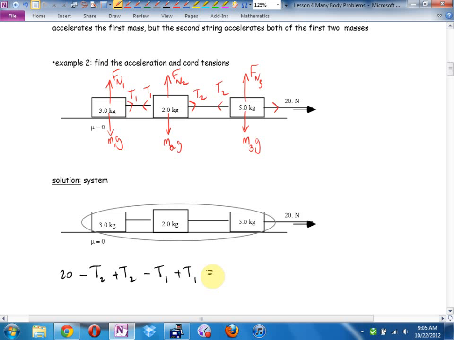This time I've looked at 3 masses. So over on the right-hand side, instead of saying MA, it's really going to be M all A, or M1 plus M2 plus M3, whichever one you want to write. For me, writing M, all of them together, is shorter. All of the masses times A.